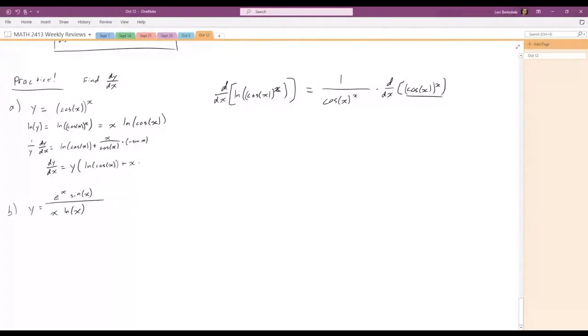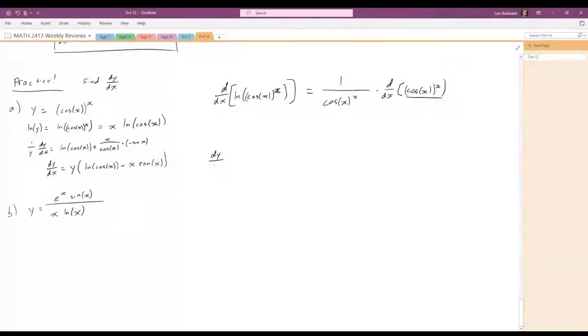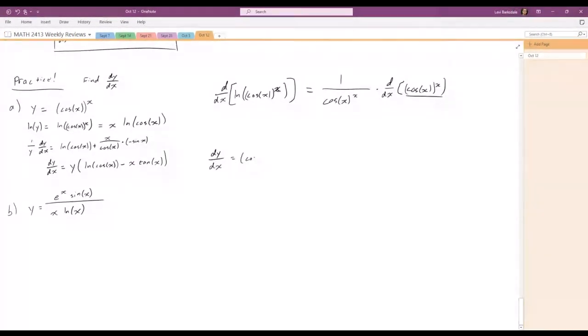Plus x, or actually we have a negative since the negative sign, so minus x. And I have sine over cosine, so I'm just going to write that as tangent. And again, I can substitute my y back out. So for my final answer, I get dy over dx is equal to cosine of x to the x power multiplied by the natural log of cosine x minus x tangent of x.